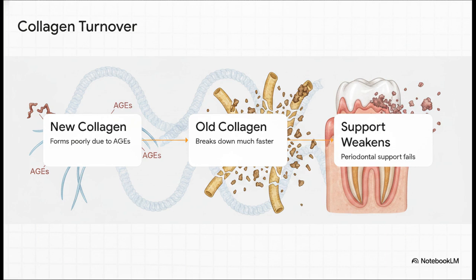Step 1, because of these AGEs, new collagen forms really poorly. Step 2, the older, stiffened collagen breaks down way faster than normal. And Step 3, the inevitable result. The periodontal support severely weakens. The literal scaffolding holding your teeth in place is essentially rotting away.